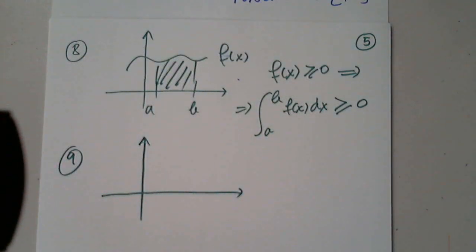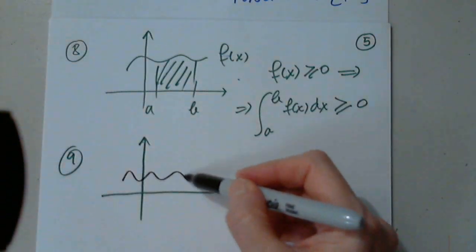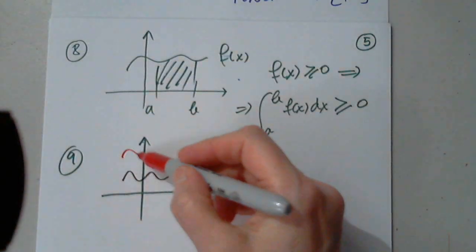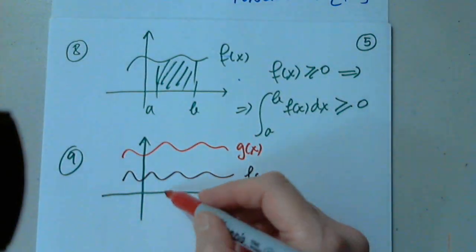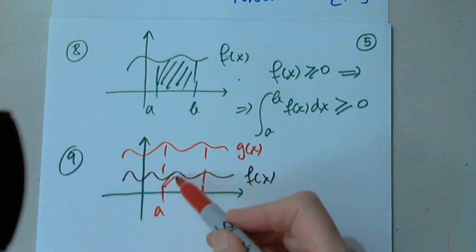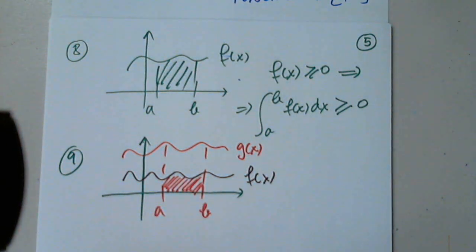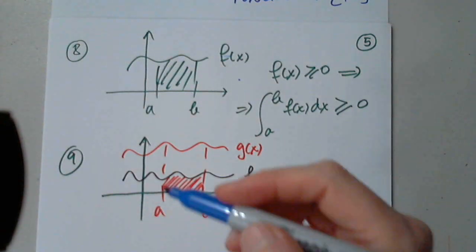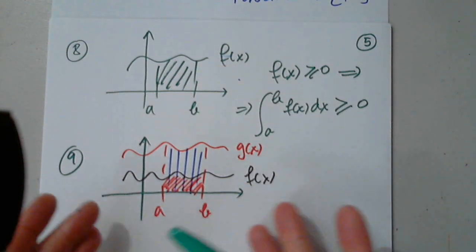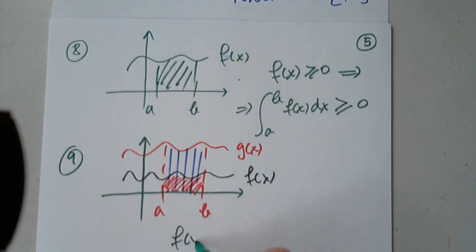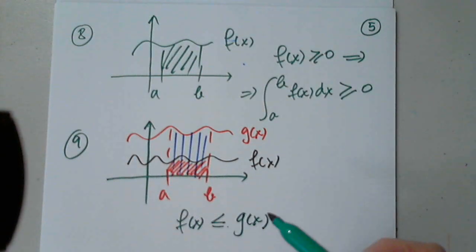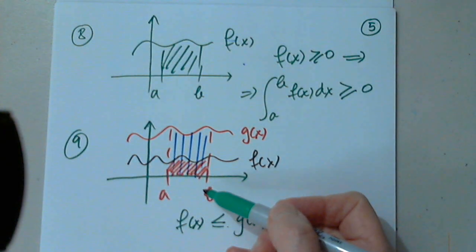Number 9. So let's suppose I have a function down here, and I have a function up here. And of course, our best friend, interval a comma b. So obviously the way I graph this function, f of x is always less than or equal to g of x on a comma b, of course.